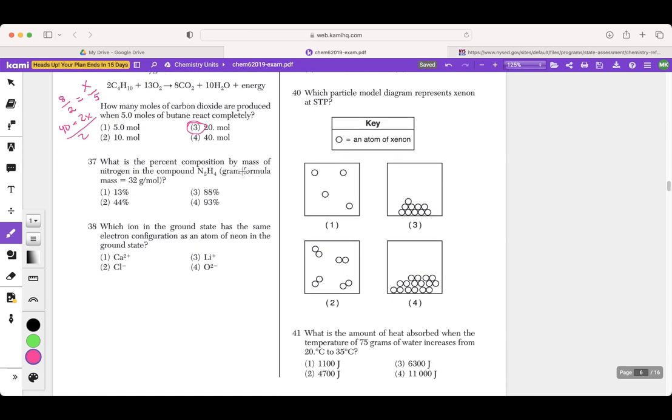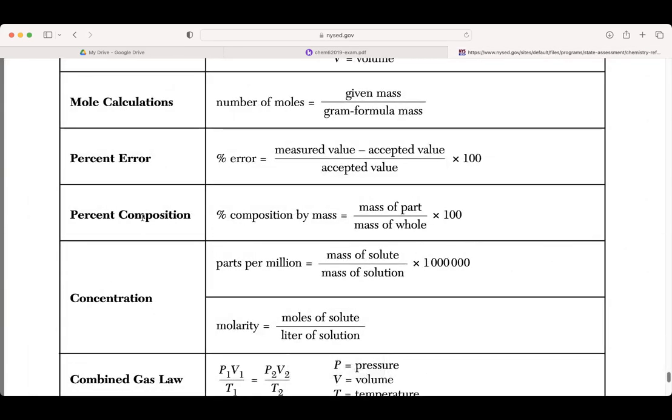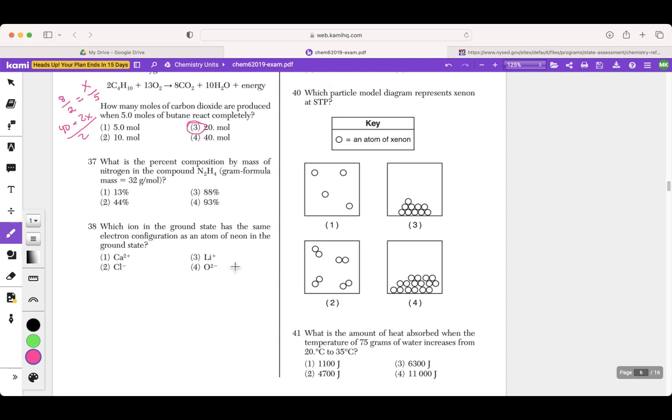37. What is the percent composition by mass of nitrogen in the compound N2H4? It gives you the gram formula mass. The formula for this is going to be found on Table T. Percent composition by mass equals mass of part over mass of whole times 100. Our part is going to be the total mass of nitrogen. That's what the question asks you. So that means I have 2 nitrogens here. So I need to include on the top the mass of 2 nitrogens.